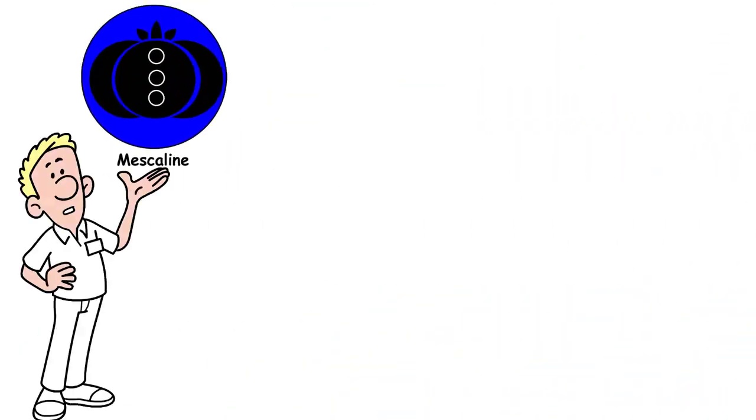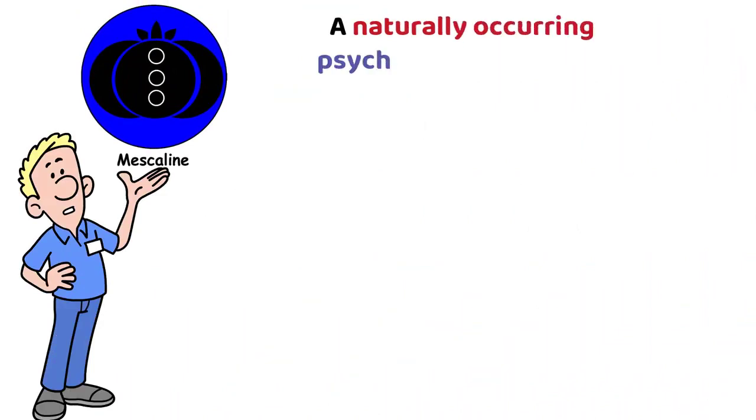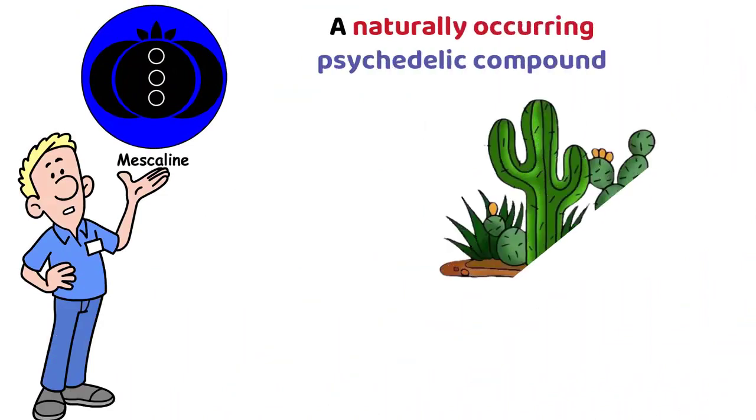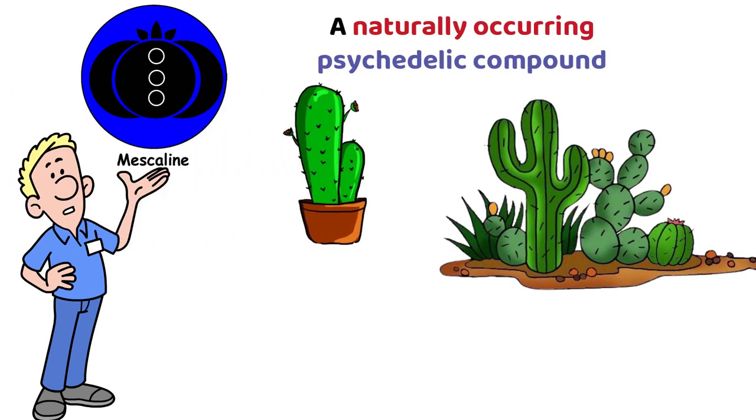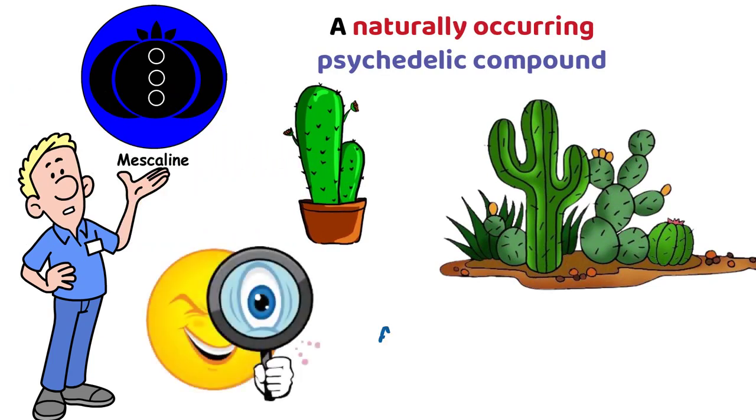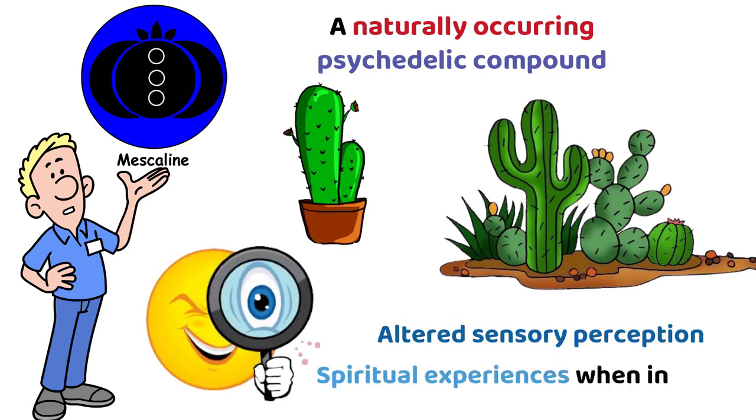Mescaline. Mescaline is a naturally occurring psychedelic compound found in certain cacti, notably peyote. It can produce visual hallucinations, altered sensory perception, and spiritual experiences when ingested.